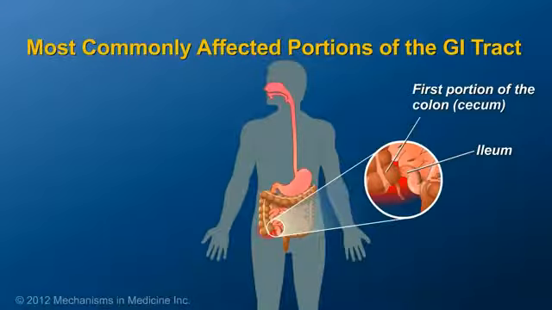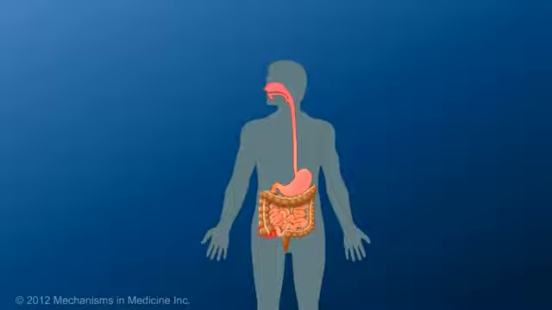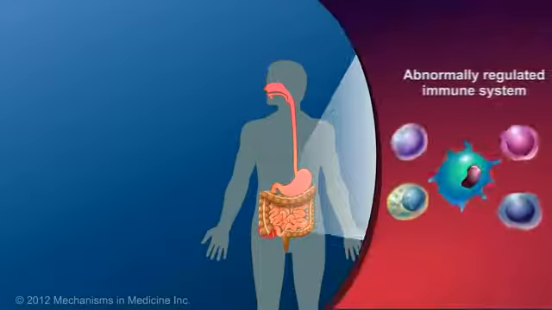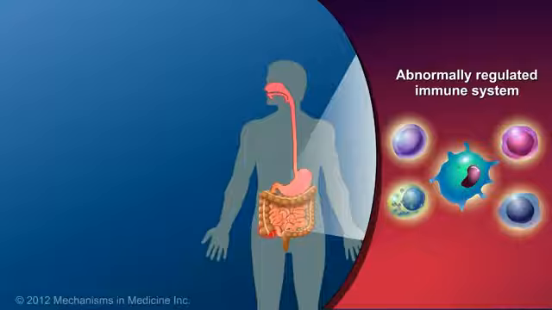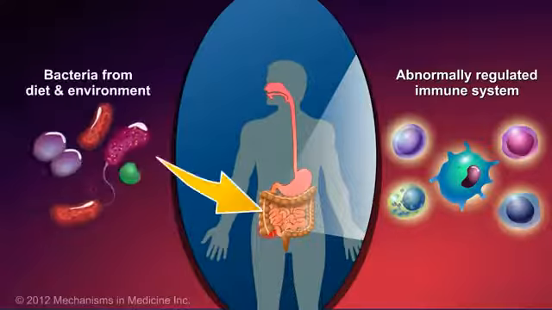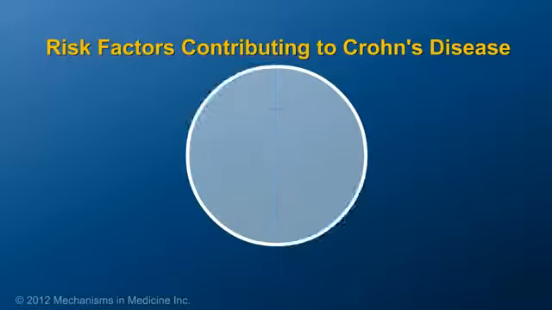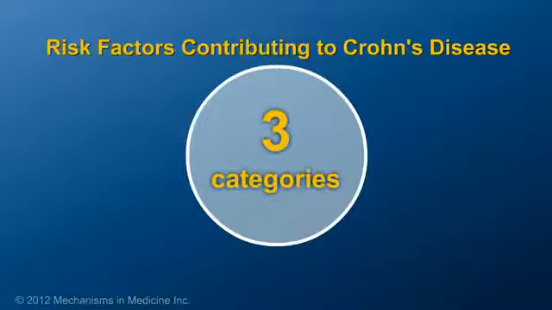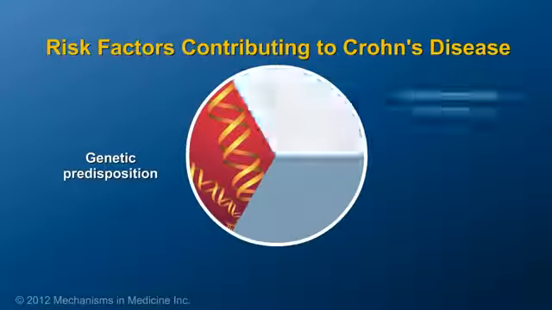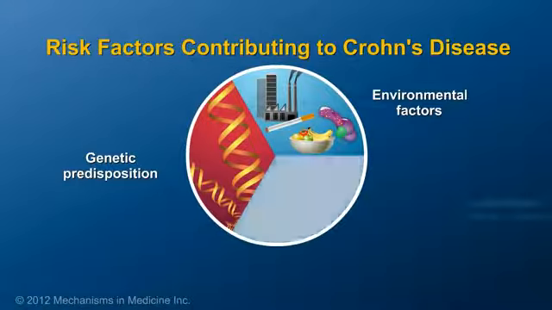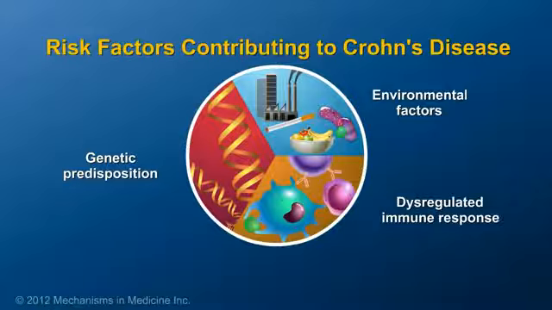Current thinking is that Crohn's disease is a genetic disease caused by abnormal regulation of the immune system. The GI tract is frequently confronted with bacteria from our diet and environment. Many factors can contribute to a person's risk of having Crohn's disease, but most can be thought of in three categories: genetic predisposition, environmental factors, and a dysregulated immune response in the GI tract, which causes inflammation.